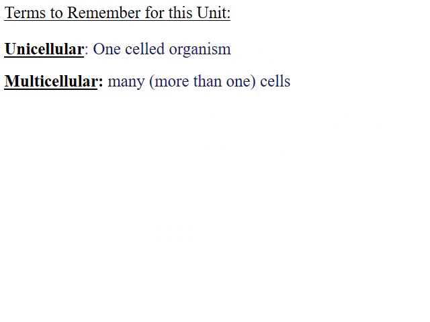There are some terms that you've got to make sure you keep straight, and all these should be terms that are already familiar to you. The first two are unicellular and multicellular. Unicellular simply means an organism that's only one cell big, so bacteria would be an example. Multicellular means more than one cell, multiple cells, so that includes plants, animals, funguses, fungi, and protists as well.